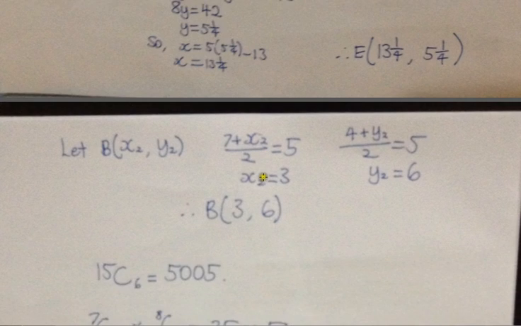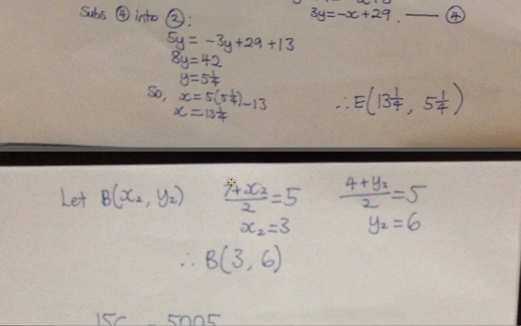Lastly, to find the B coordinates, I'll use the midpoint formula. Letting x2 and y2 be the x and y coordinates of B respectively, 7 plus x2 over 2 has to equal 5, and 4 plus y2 over 2 equals 5. Solving for x2 and y2, I get the x coordinate of B is 3 and the y coordinate of B is 6. And these are my coordinates.